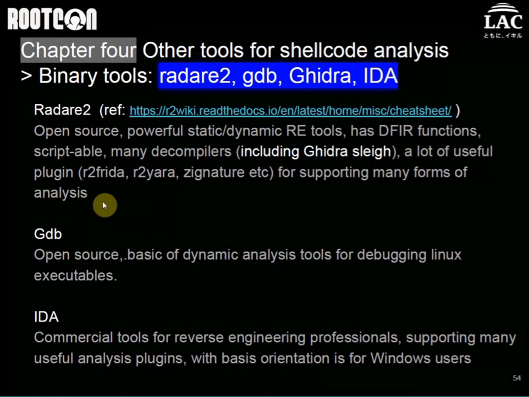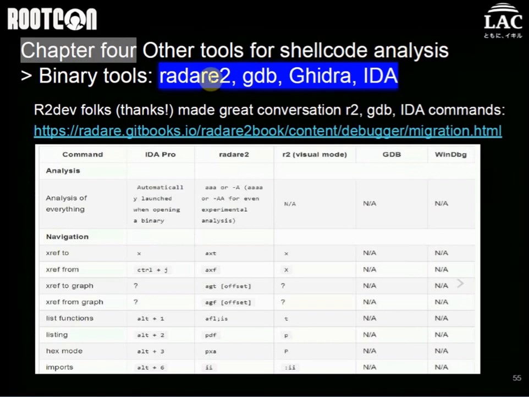Radare2 is, as you know, open source and powerful. It supports static and dynamic analysis tools and so on. GDB is open source too, a basic dynamic analysis tool for debugging Linux executables, a very wonderful beast. And IDA is a commercial tool for reverse engineering professionals, supporting useful analysis plugins, which is based on orientation from the Windows environment.